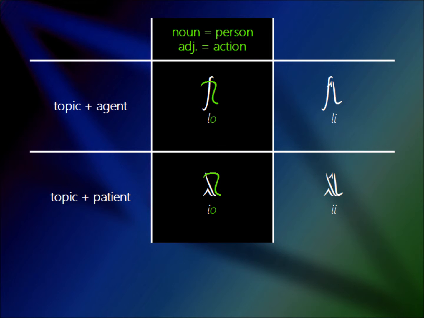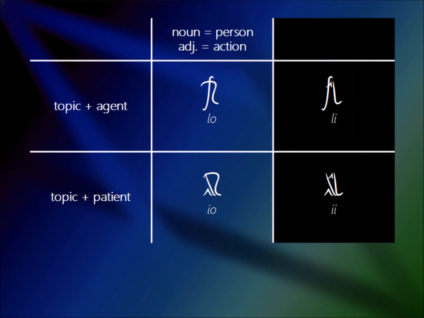And the particles on the right, li and yi, do the opposite. They are used to describe an action and use a person to complement the word in an adjective-like way. These particles both end in I, li and yi.